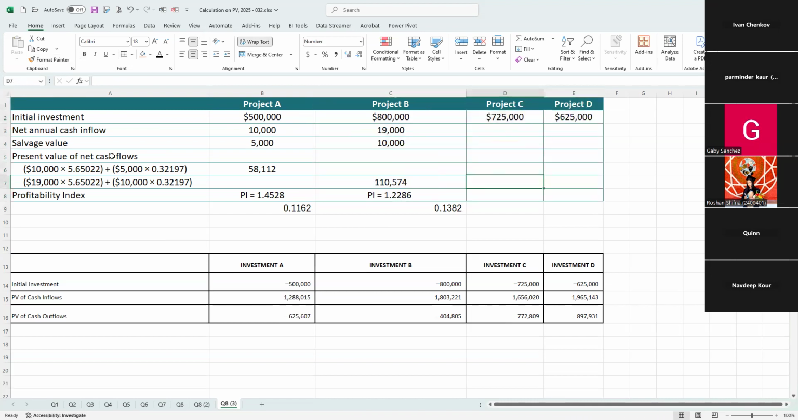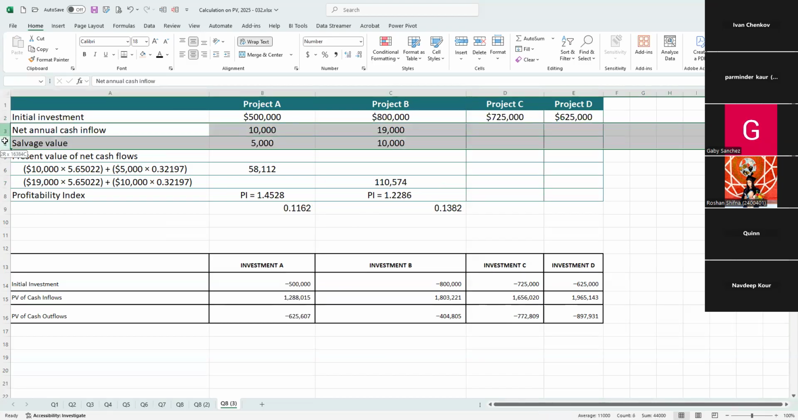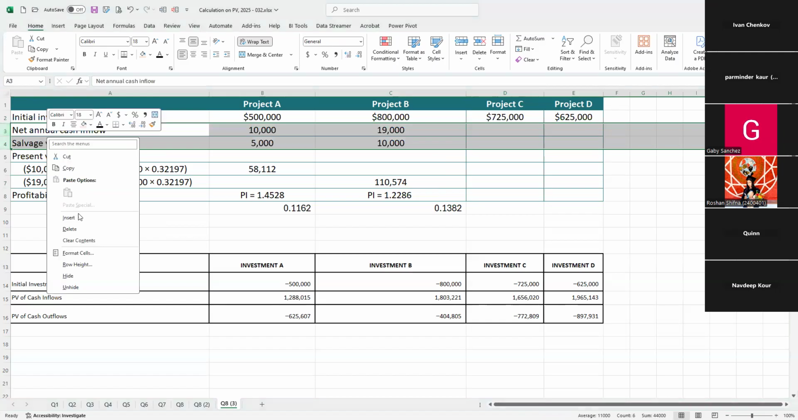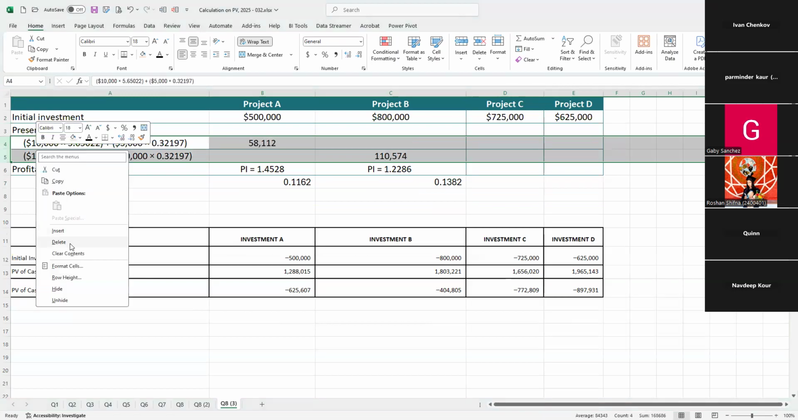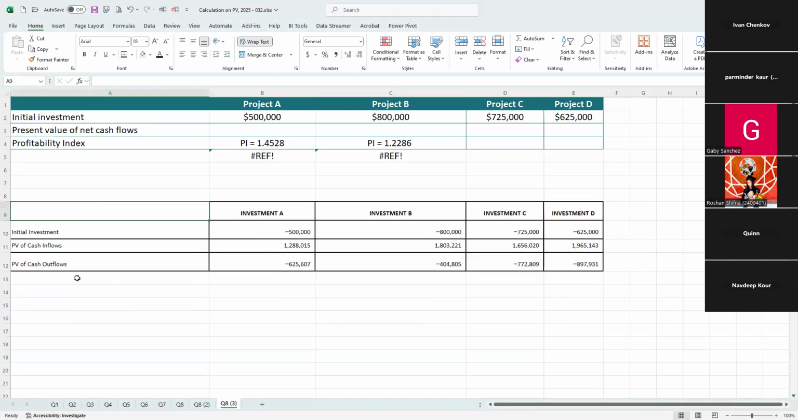Are you guys with me? Yes. So we don't have the net inflow, we don't have the salvage value, those are gone. But we have the present value, correct? Present value of the inflow, present value of the outflows. So the net present value here is a simple calculation between this number plus that number.